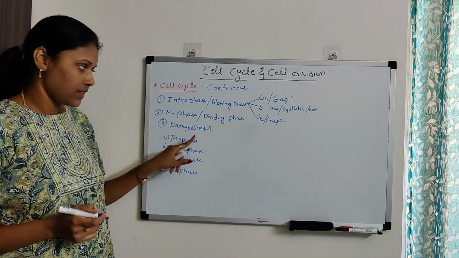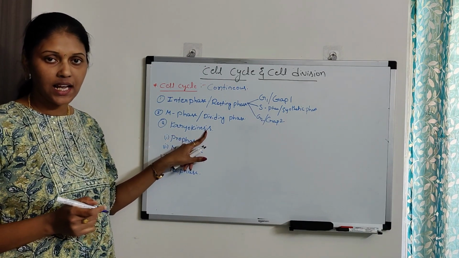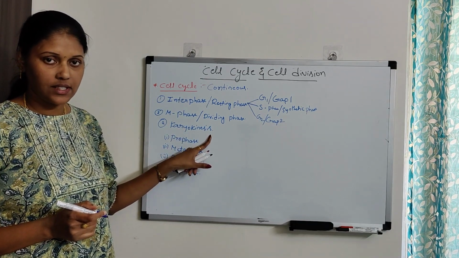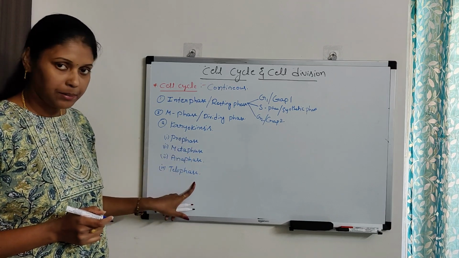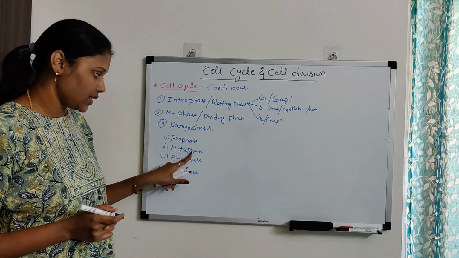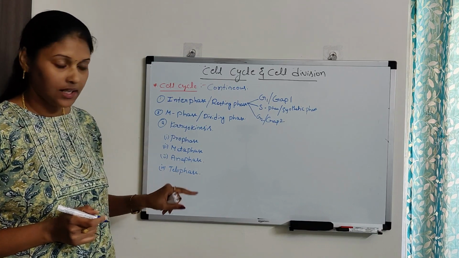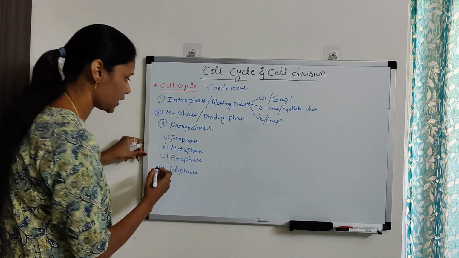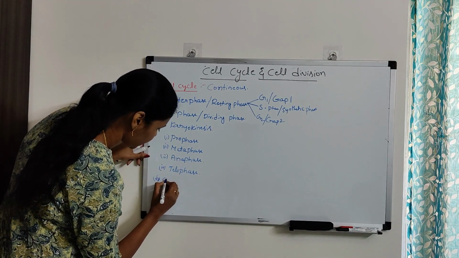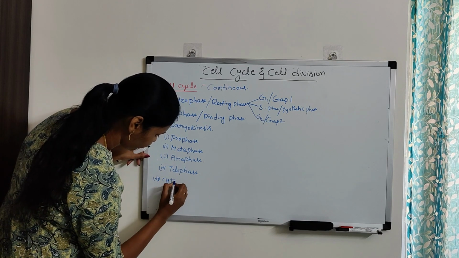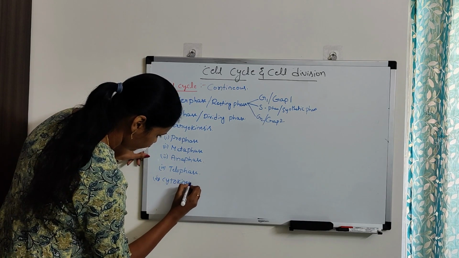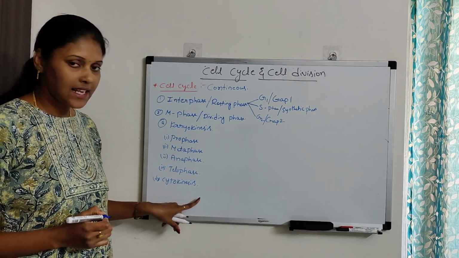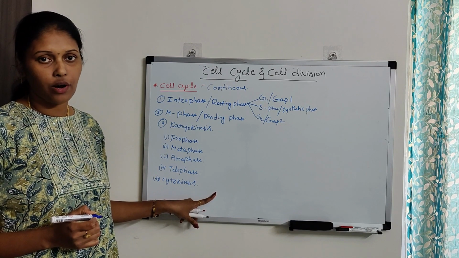Karyo means nucleus, kinesis means division. So here the nuclear division takes place first. It is completed in four steps: prophase, metaphase, anaphase and telophase. This karyokinesis or nuclear division is followed by the division of cytoplasm. That process is known as cytokinesis. Here the cytoplasm divides. As a result, two daughter cells are finally formed.